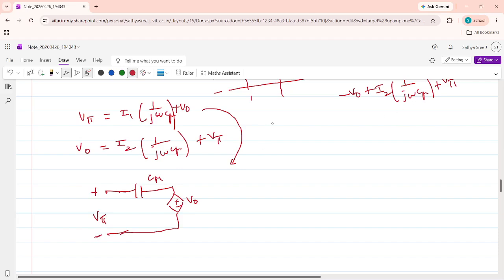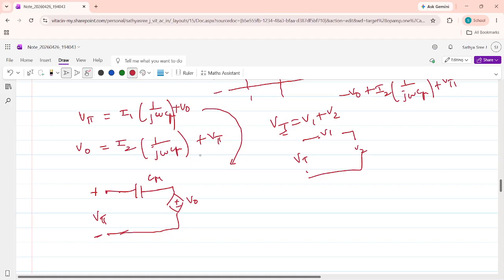For example, if I want to draw Vt equal to V1 plus V2, this is the total voltage Vt, which is equal to V1 plus V2. The total voltage equals the sum of the voltages across these two components in series. Similarly, here the total voltage is V pi, equal to the voltage across the capacitive component plus a voltage V naught. So the first equation I have drawn.